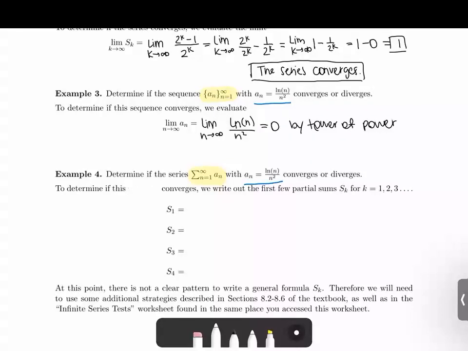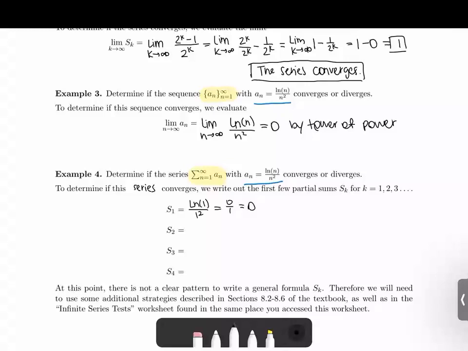To determine if this series converges, we are going to look at the partial sums. For S1, that means we're adding up the first term, so we are going to look at ln of 1 over 1 squared. In this case, we know that the ln of 1 is 0, so this is just 0 over 1, which is 0.